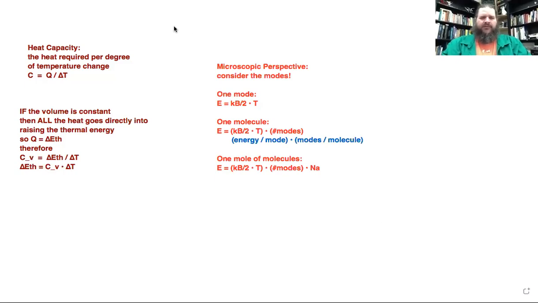So if we want to look at this in terms of units, we've got energy per mode times modes per molecule. And then Avogadro's number is just molecules per mole. So modes and modes cancel out, molecules and molecules cancel out. We're left with energy per mole. Any questions on that so far?